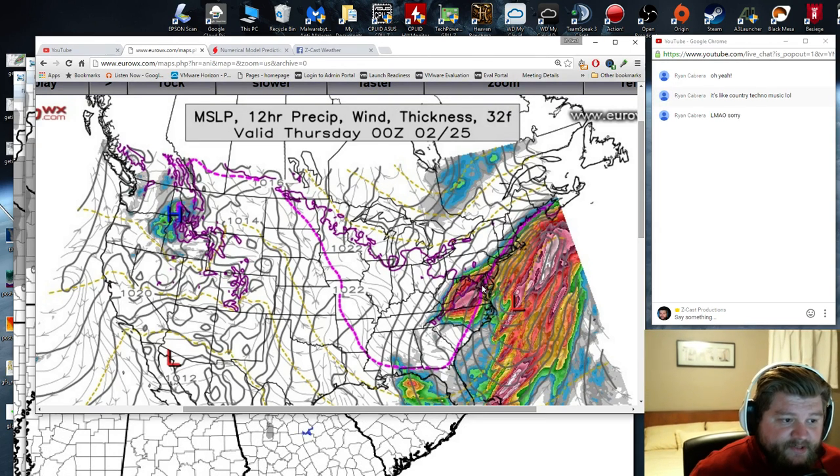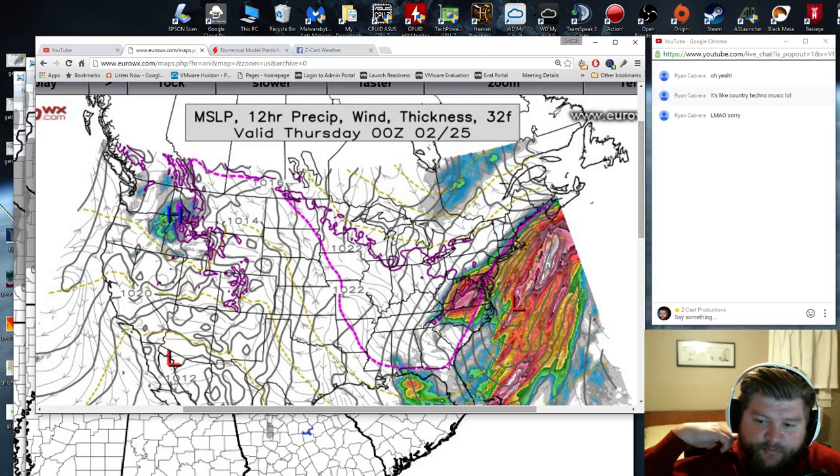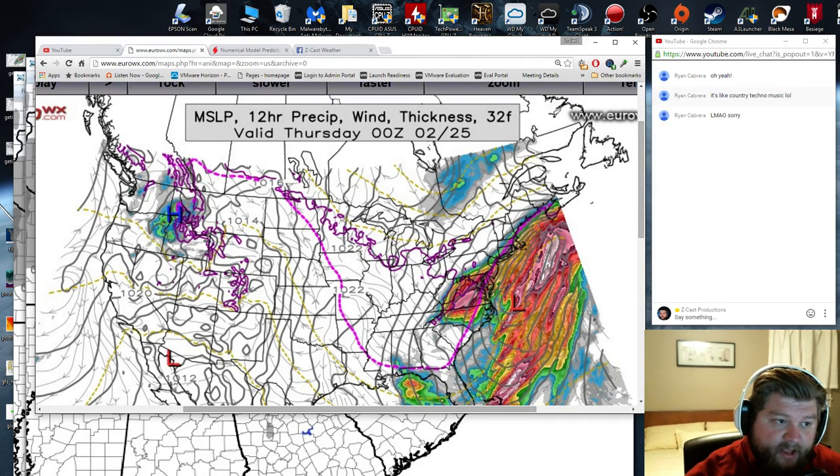So there you have it, guys. The European is saying, look, there's going to be a lot of moisture. I just don't know where that epicenter is going to be. Also, take note, this is late night Thursday, right? So as far as timing is concerned, this is going to be more of a Wednesday into Thursday event, just so you guys know. Tuesday, I don't think there's going to be much on that front end energy. It's going to be more of a Wednesday into Thursday event. And there you have it.